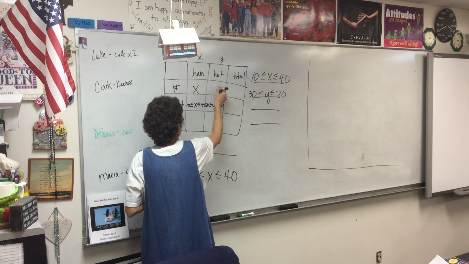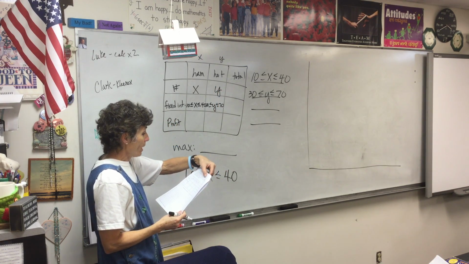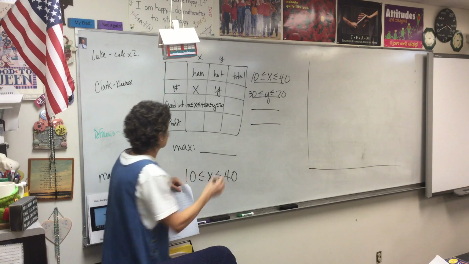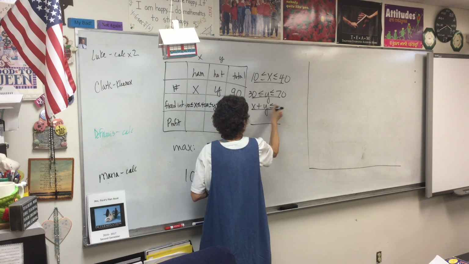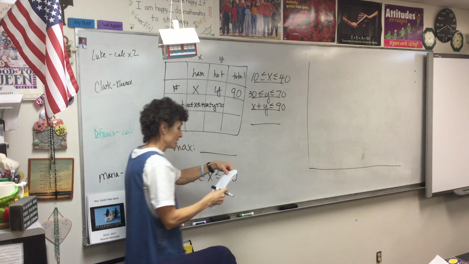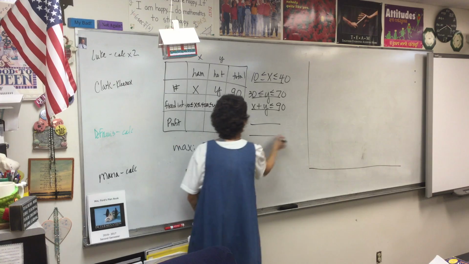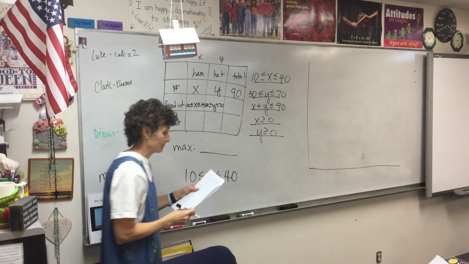The number of hamburgers is X and the number of hot dogs is Y. And what is the total number of sandwiches that I can sell? 90. So I know that X plus Y has to be less than or equal to 90. And this time I put 5 lines in there because we still have these 2 gimmies.